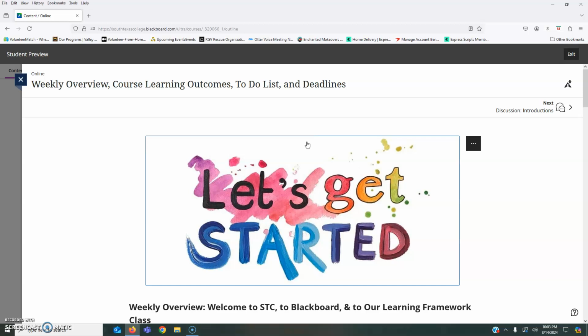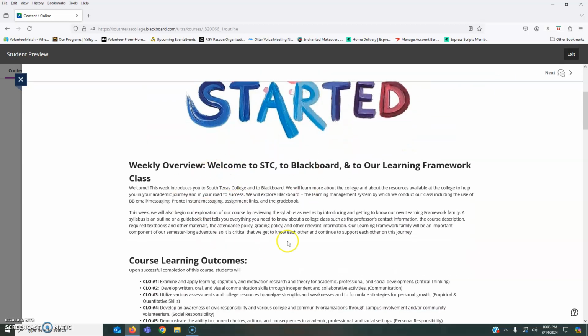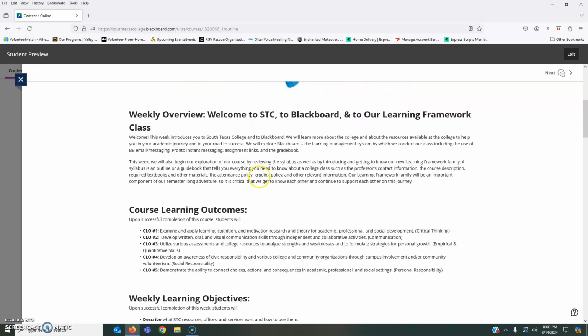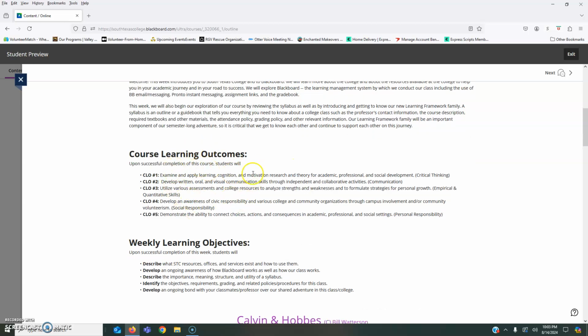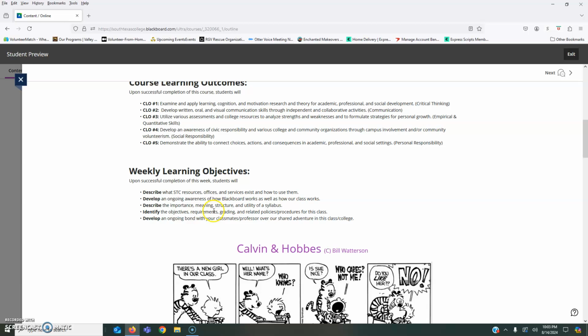You know you're doing it right when you start with the picture. Then you're going to read a paragraph that tells you what the week's about. You will start with the course learning outcomes, and this is what by the end of the course you should know and be able to do. The weekly learning objectives are telling you what you should know and be able to do for that particular week, right? By the time you finish the week, what you should know and what skill sets you should have developed.